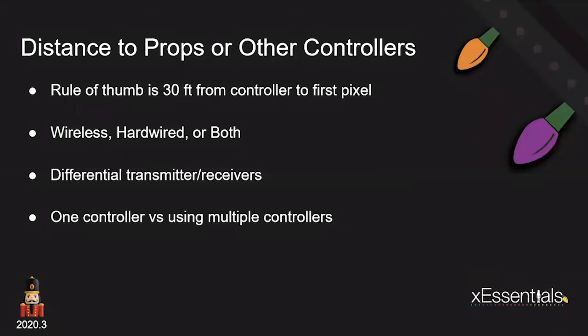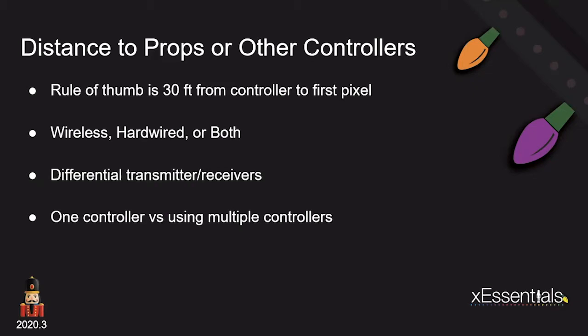Distance to props and other controllers. The rule of thumb that I've always used and I've always heard other people using is to plan 30 feet max from the controller to your first pixel without having an F amp or null nodes in the line. You also need to decide if you're going to go wireless or hardwired or both. Sometimes a wireless connection would work great if you have a small prop a little bit further away and you don't want to have wires running down your house, so that you only have to get power up to it instead of having power and data running to both.